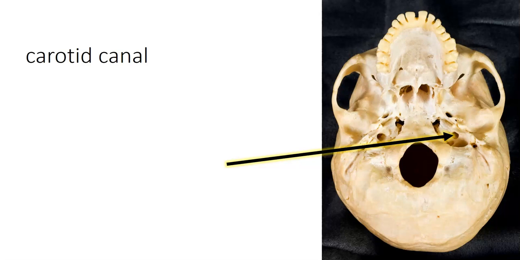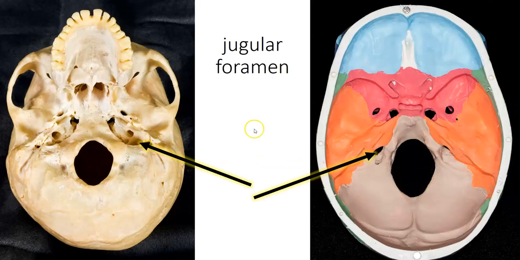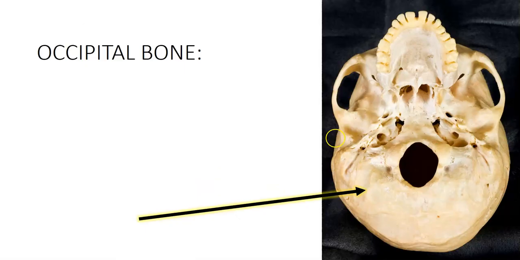This is the carotid canal. The internal carotid artery travels through this canal to bring blood to the brain. Here's the jugular foramen from an inferior and a superior view. The internal jugular vein carries blood back down from the brain to the heart through this.